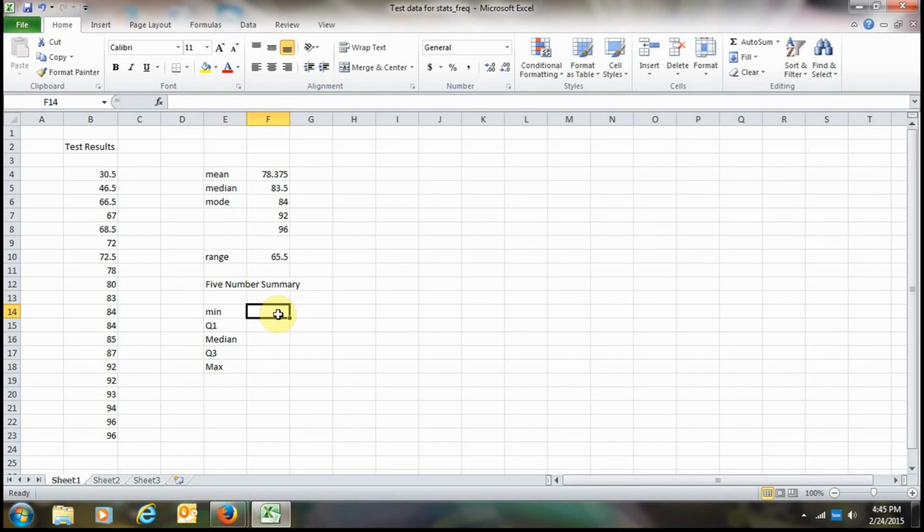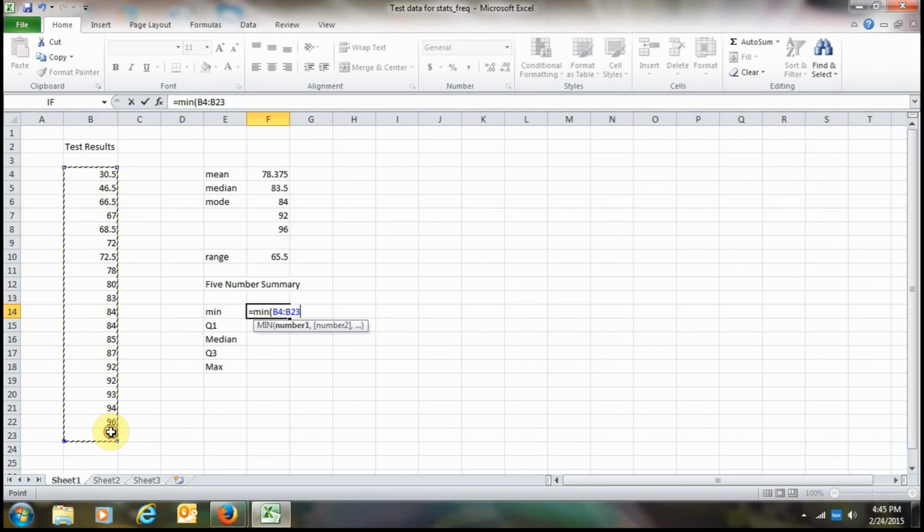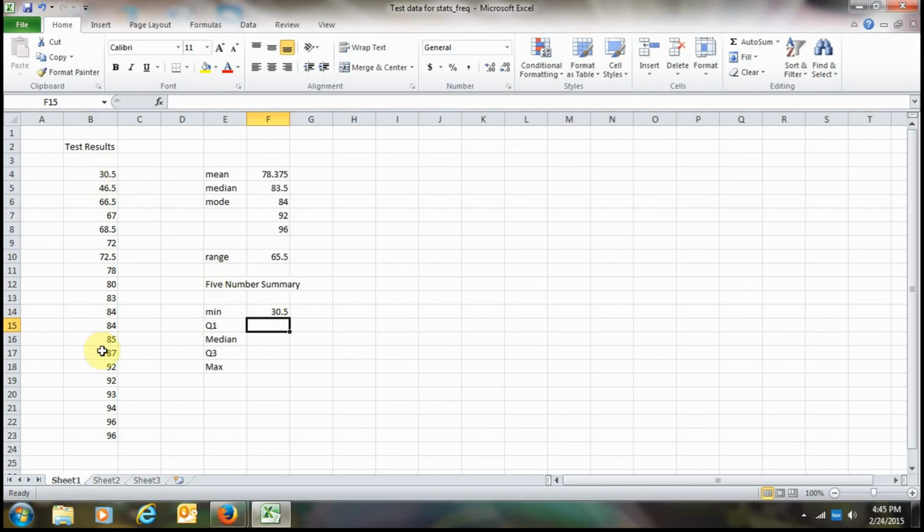Well, the minimum, we could ask Excel to help us find the minimum by just saying equals min and ask it to find it. And it found the lowest one. But you can also just look at it. Once you've got it sorted, it's easy to see what the lowest value is.